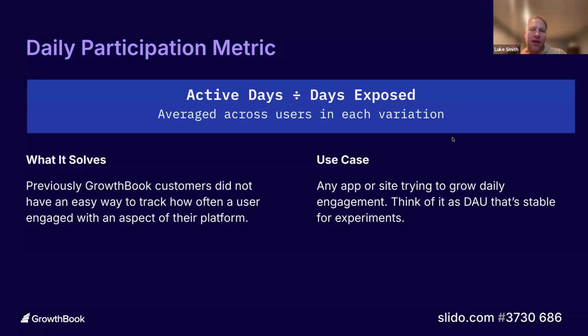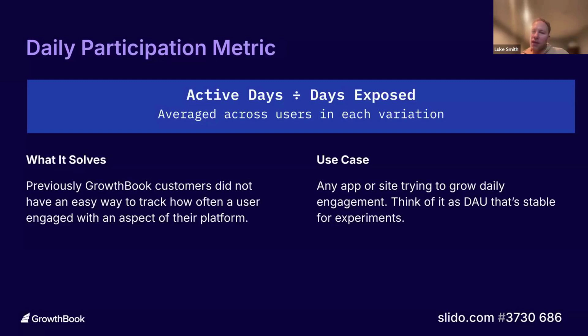Hey, awesome. Thanks, Ryan. Yeah. So GrowthBook now permits you to easily track how often users are engaging with your platform or specific aspects of your platform. So what our daily participation metric does is it measures engagement at the user level. And so it measures each user's specific engagement, and then it averages across users to estimate their overall engagement.